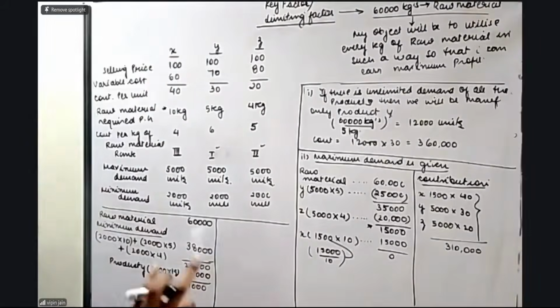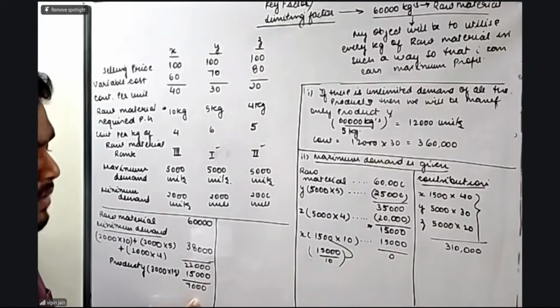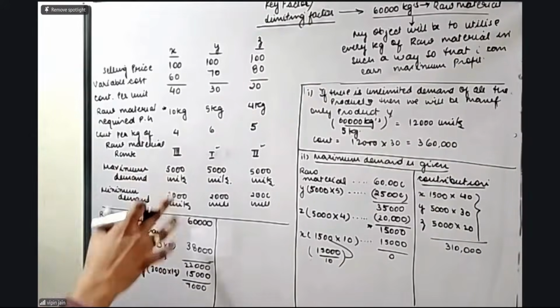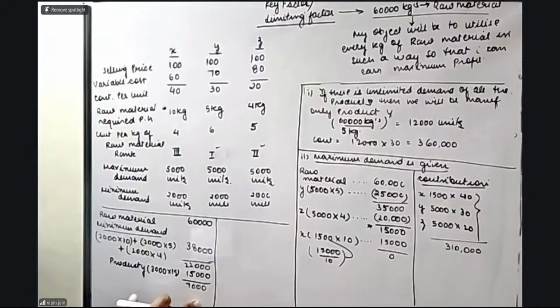Can anyone tell me how many units of product Z will be manufactured now with this 7,000? We have 7,000 kgs only. See, X is done because it's on the last priority. These 7,000 kgs will be utilized to manufacture only product Z. So how many units?